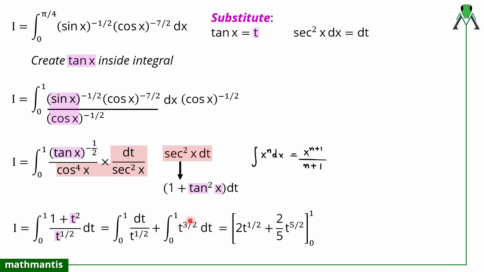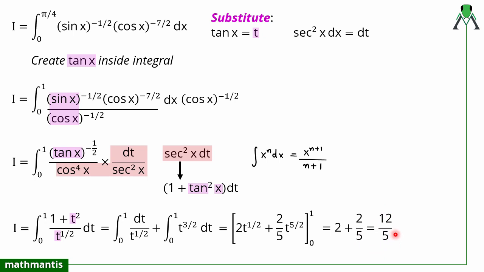So the power will become 3 by 2 plus 1, which is 5 by 2, and I will divide by 5 by 2, so it will become 2 by 5 in multiplication. Now we will apply the lower limit 0 and upper limit 1. If you apply 0, both terms will become 0. Upper limit value minus lower limit value is the expression. So that will get simplified to 2 plus 2 by 5, that is equal to 12 by 5.